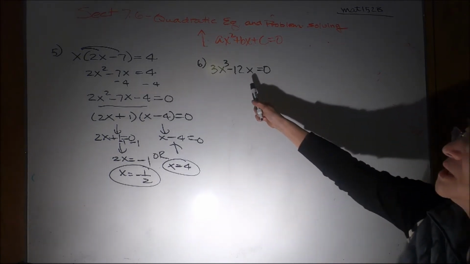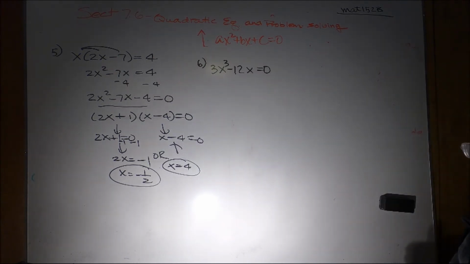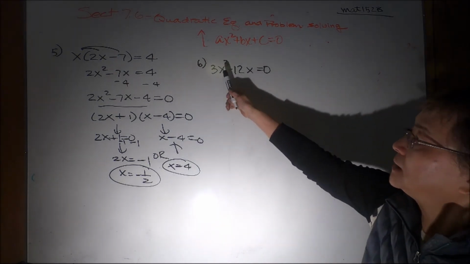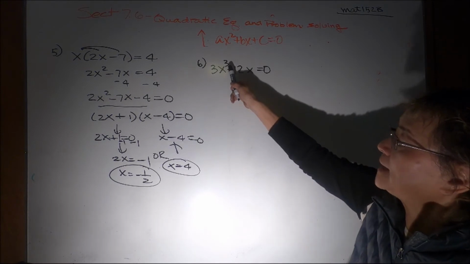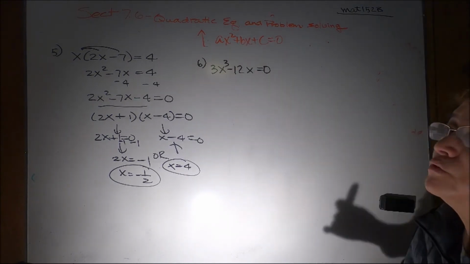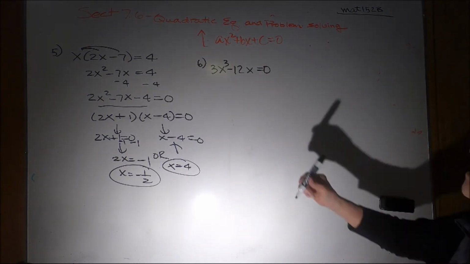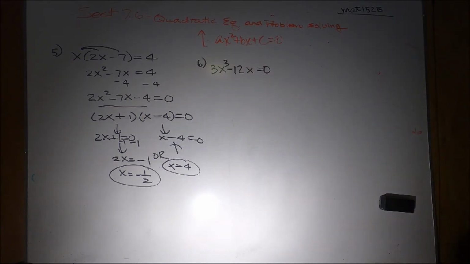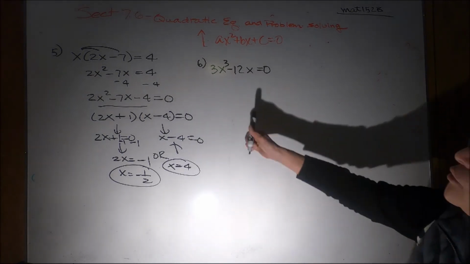This is now not a quadratic equation, right? Because the highest power is what? 3, not the square. However, we say to solve an equation, we need to break it down to the smallest units, right? So how do you break it down?